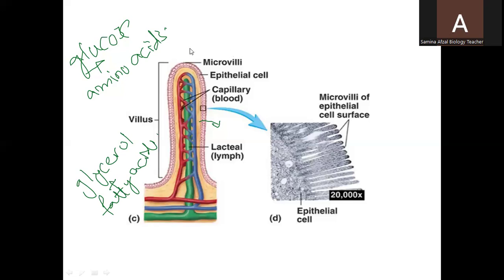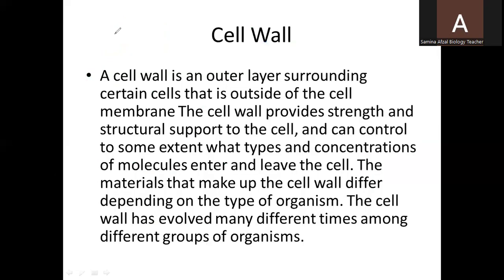The next subtopic which I'm going to discuss is the cell wall. A cell wall is an outer layer in the case of plant cells. It is absent in animal cells, as you know very well. So a cell wall is an outer layer surrounding certain cells, outside of the cell membrane.